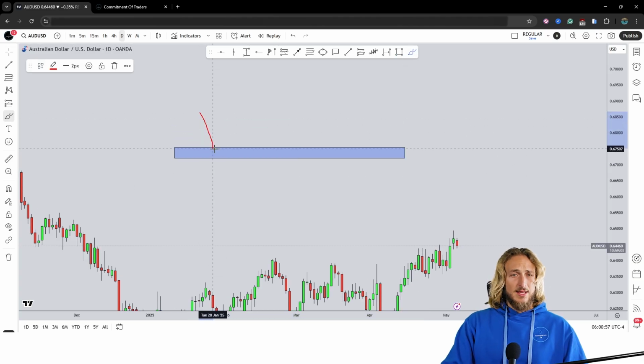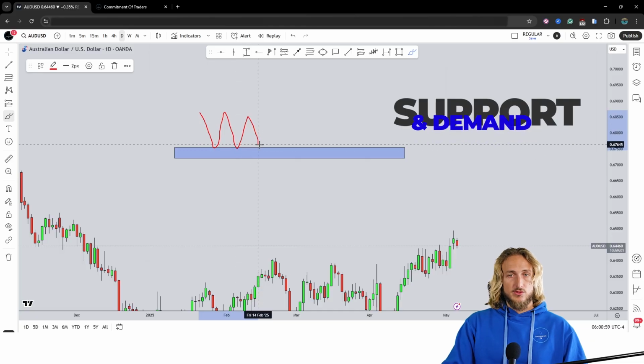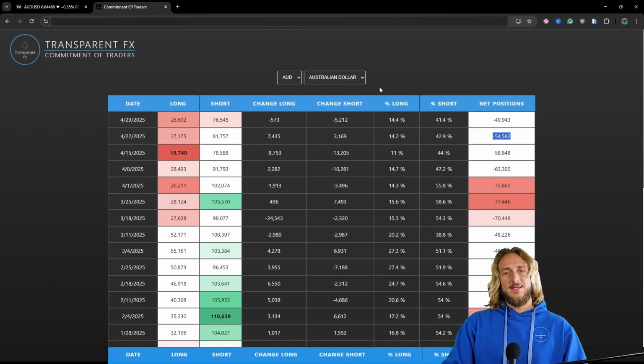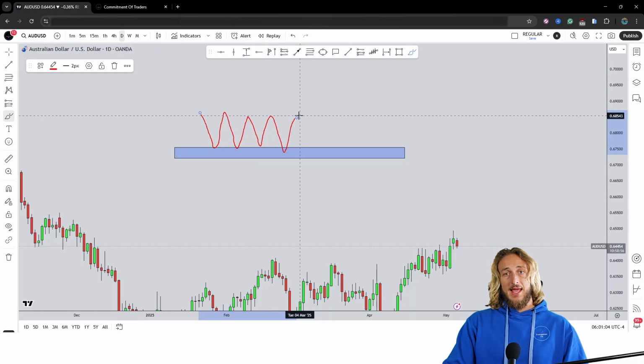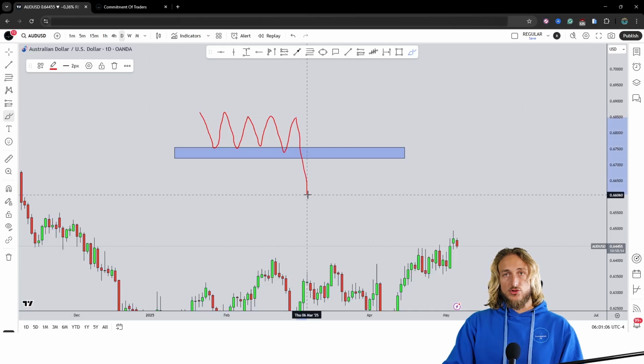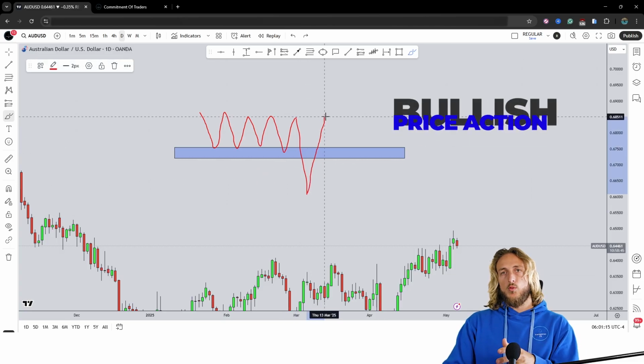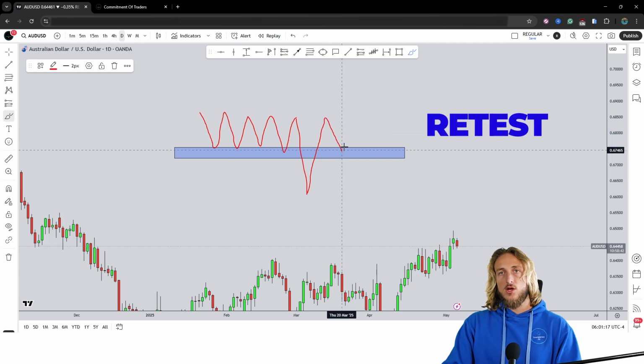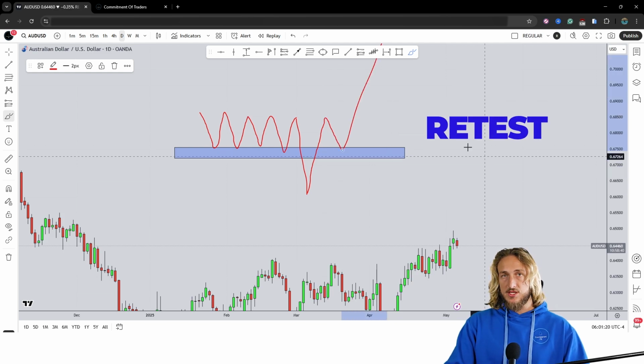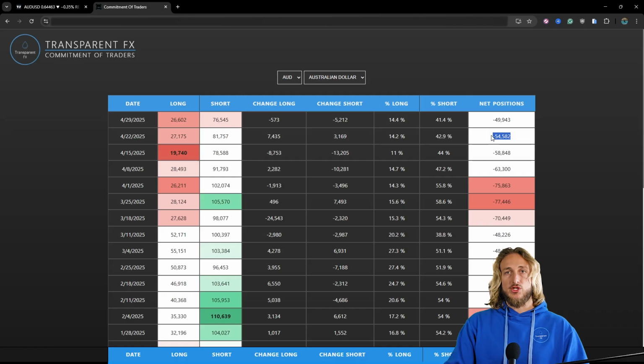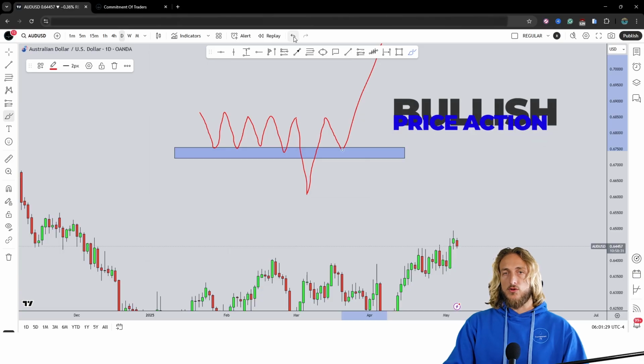If there is a strong level of demand and support, which continues to be tested as support, and institutional positioning is building up, and then we get a liquidity trap, the market drops, all retail traders with their stop losses below the support get taken out of the market, and then the market reverses to the upside. Usually what follows after that is a retest and massive rejection to the upside, especially if that institutional positioning continues to increase and institutions continue to move to the bullish side for the pair.